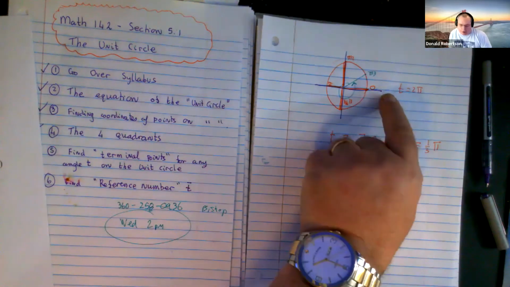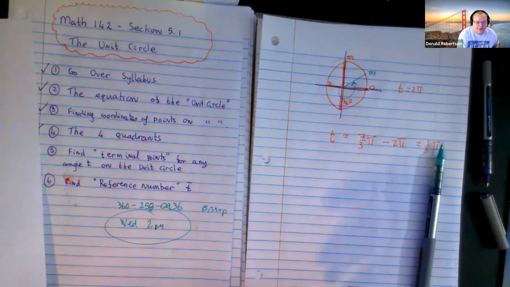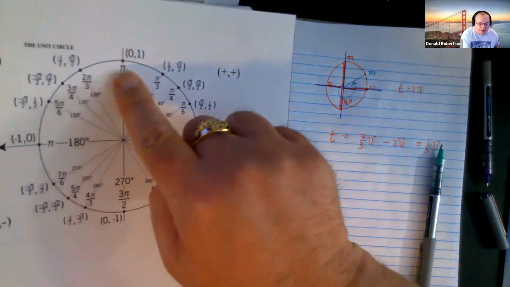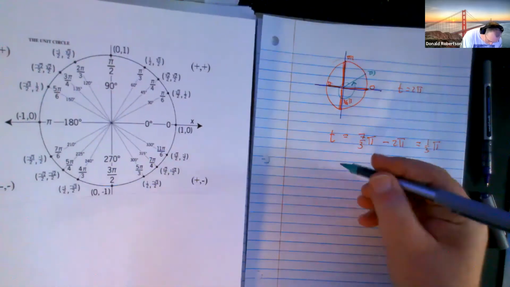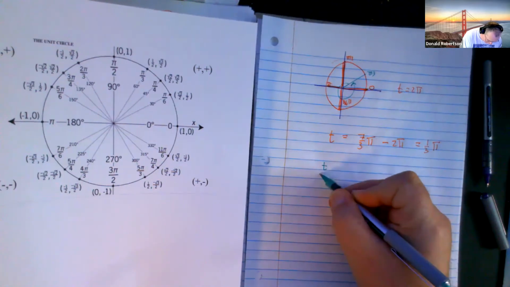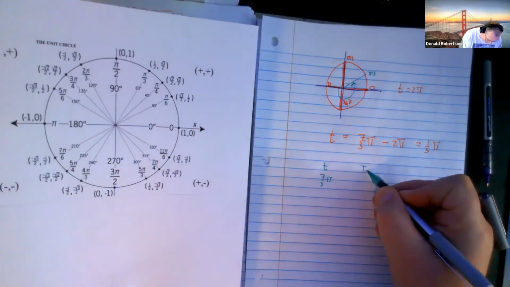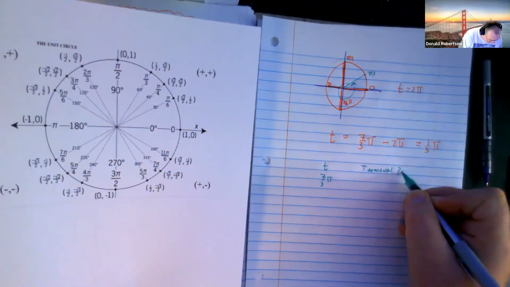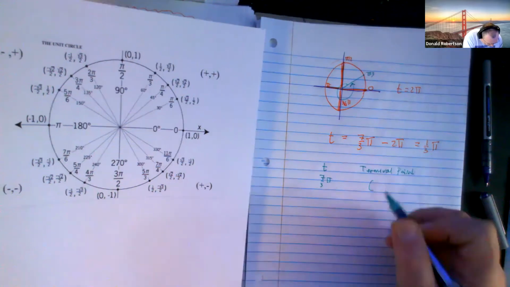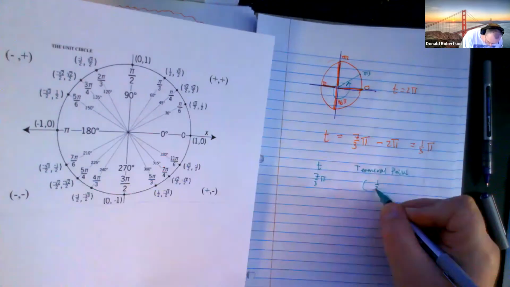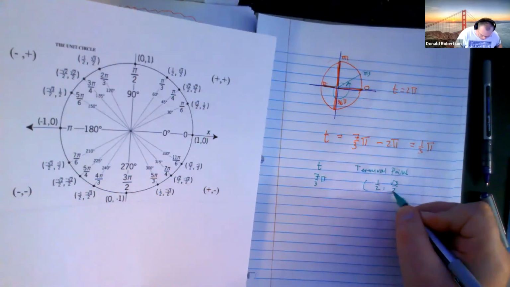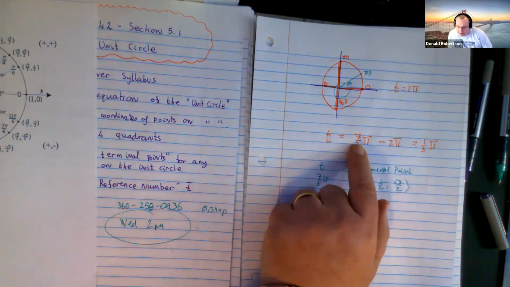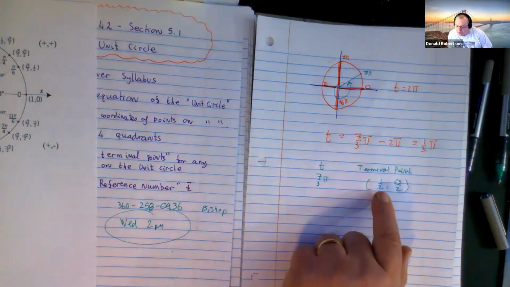So now that you know that angle, can't you then get the terminal point, which is the coordinate, there we go, 1/2, √3/2. So for T equals 7/3 pi, its terminal point would have been whatever that is, and that is 1/2, √3/2. So we are going to be given angles that are bigger than 2 pi, and we're going to be asked to find what the terminal point is.